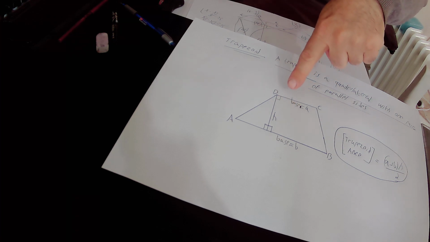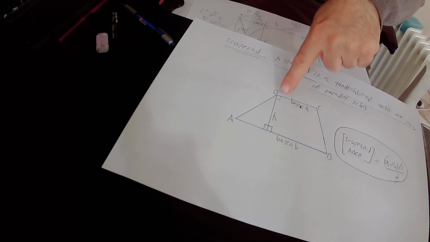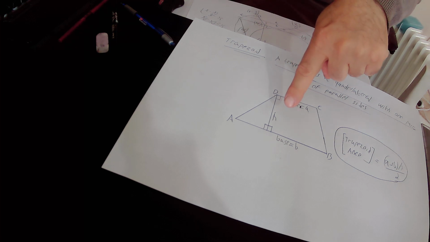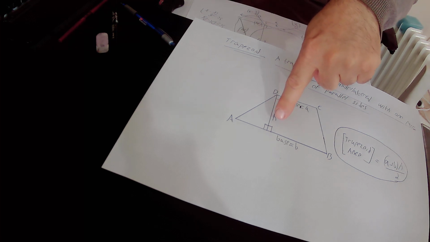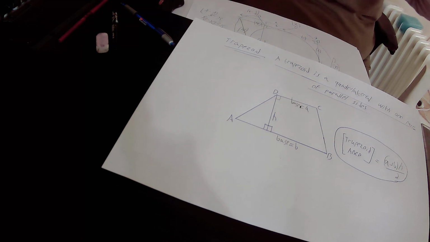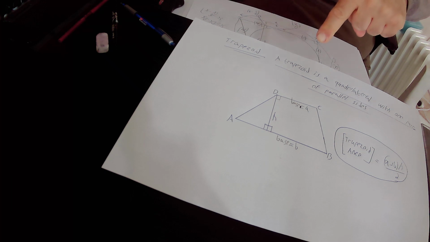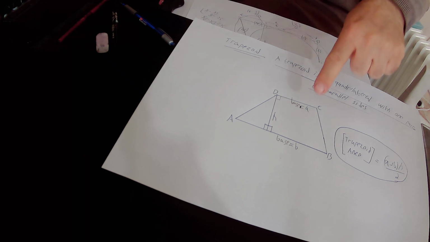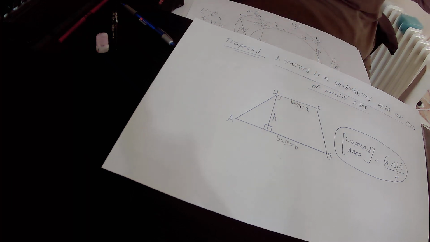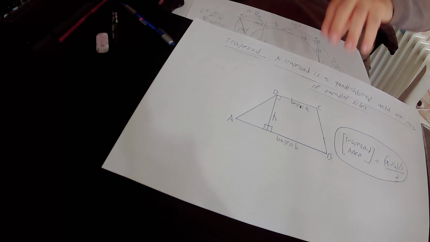Here h is the height because it creates 90 degrees with the base DC, and it creates 90 degrees with the base AB. Again, the area of this trapezoid ABCD equals the sum of its bases, that is A plus B, times the height h over 2. Okay?